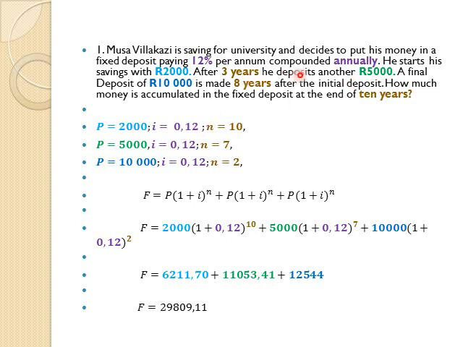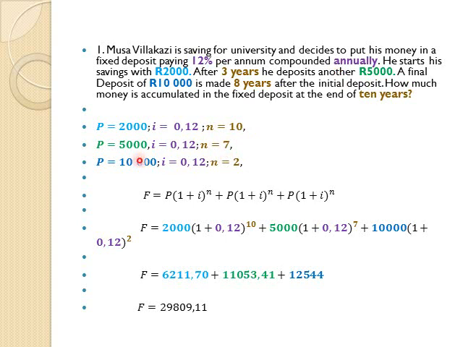Alright. Then he makes a final deposit of 10,000 Rand 8 years after the initial deposit. So 8 years after, 10 minus 8 means there are 2 years left. So technically he's investing 10,000 Rand for 2 years.